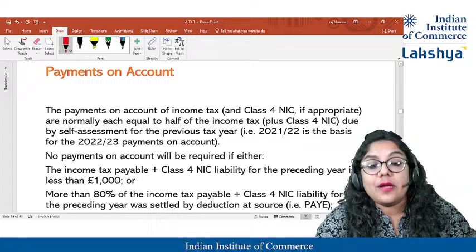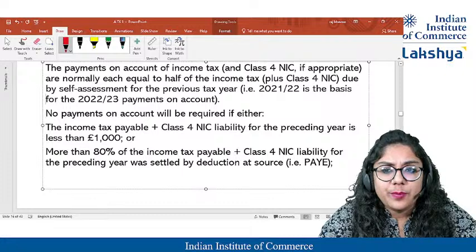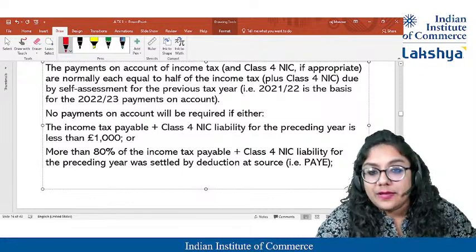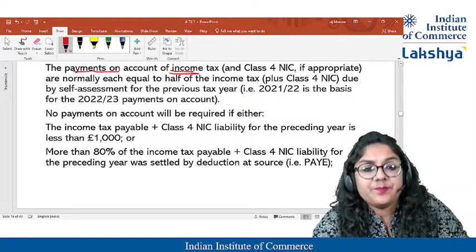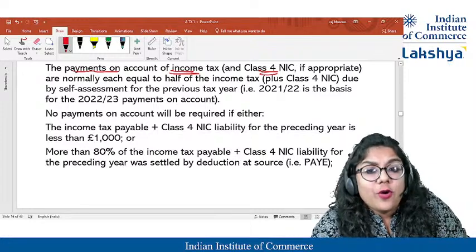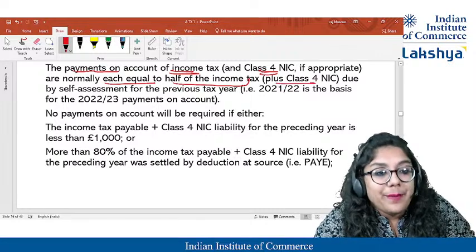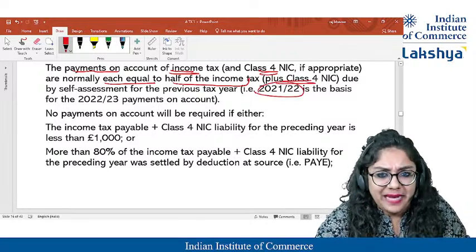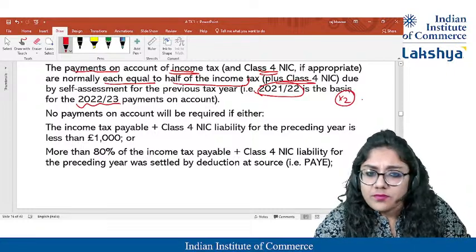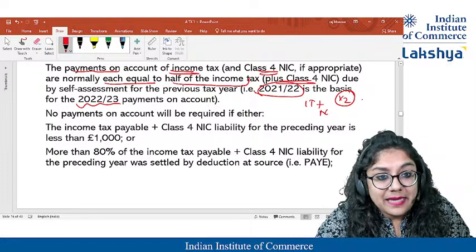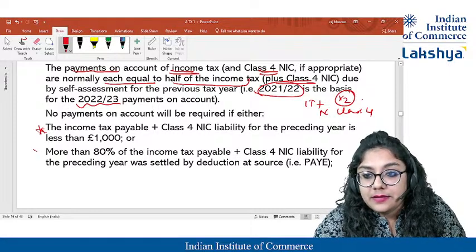The payments on account of income tax and Class 4 NIC, if appropriate, are normally, you remember what I have to pay? Please try to understand it. It's important. Each payment is equal to half of the income tax plus NICs due on the self-assessment tax of the prior year. So they are going to pay half of income tax and Class 4 NIC. And no payment will be required either if one of these two things happens.